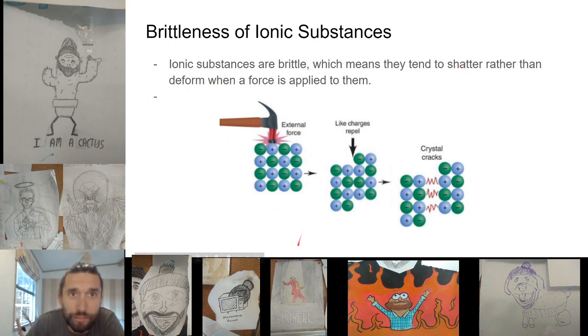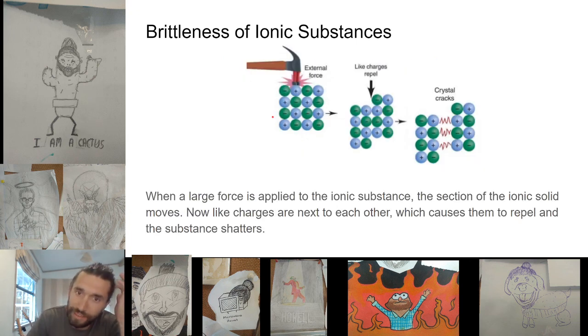So in this little diagram here, we have our ionic substance. Let's think of it as a big salt block, and it's getting hit with a hammer. When it gets hit with the hammer, the ions are going to slide down. And as we see, when it slides down, we now have two positives, two negatives, two positives lined up next to each other. What this means is they repel each other. So here they repel each other and it will crack.